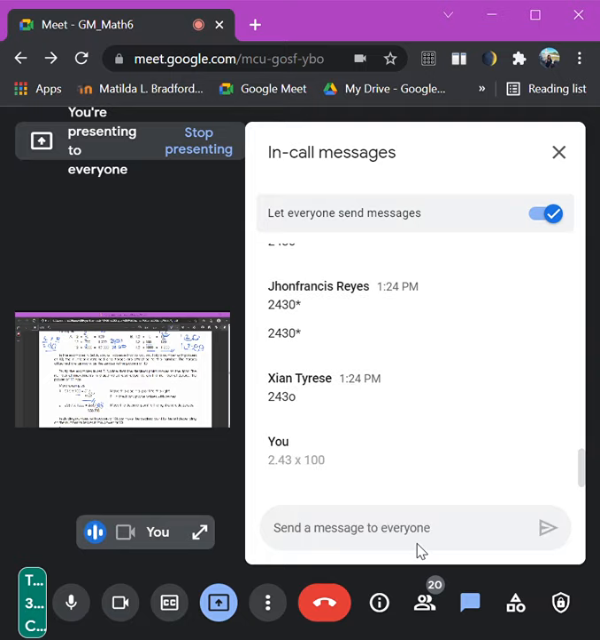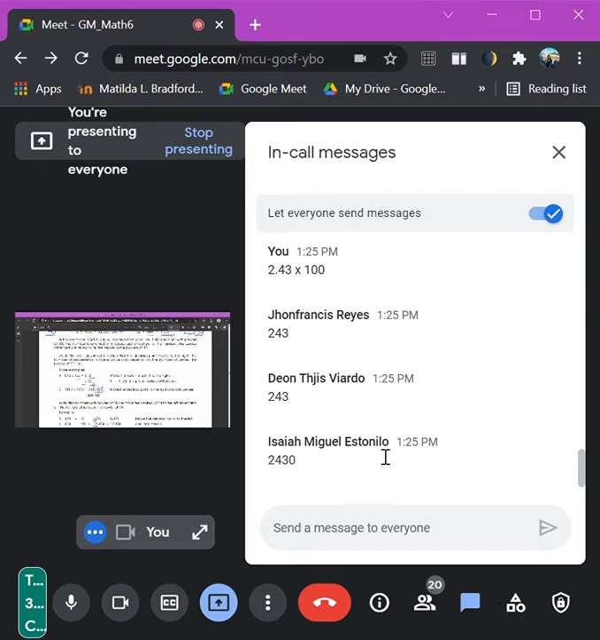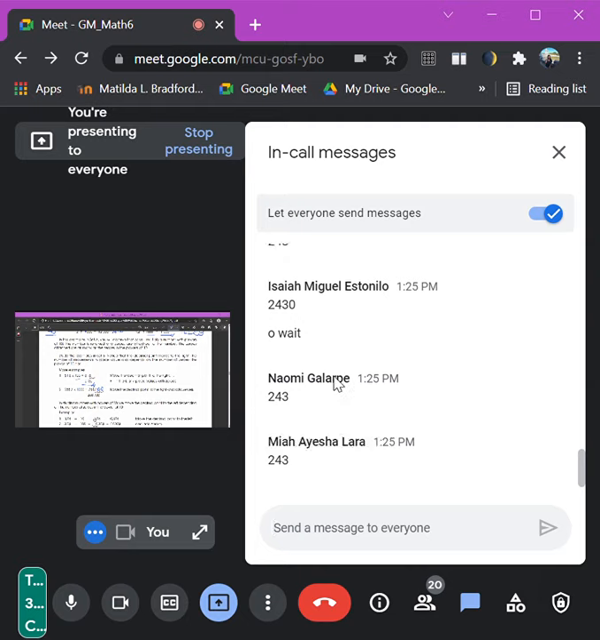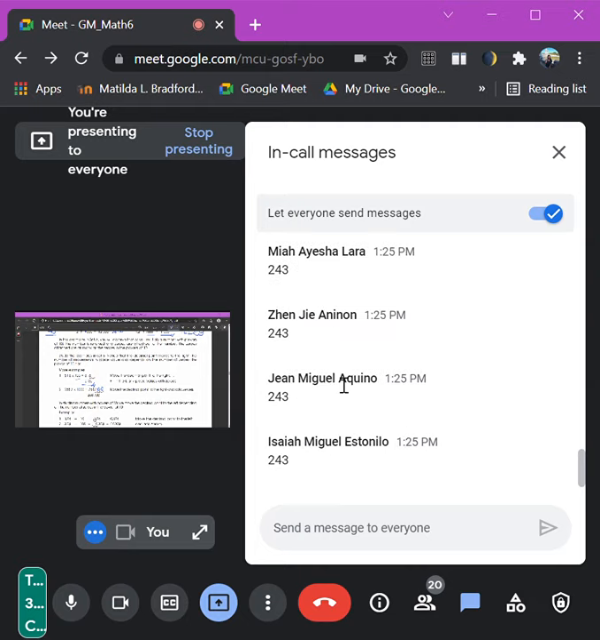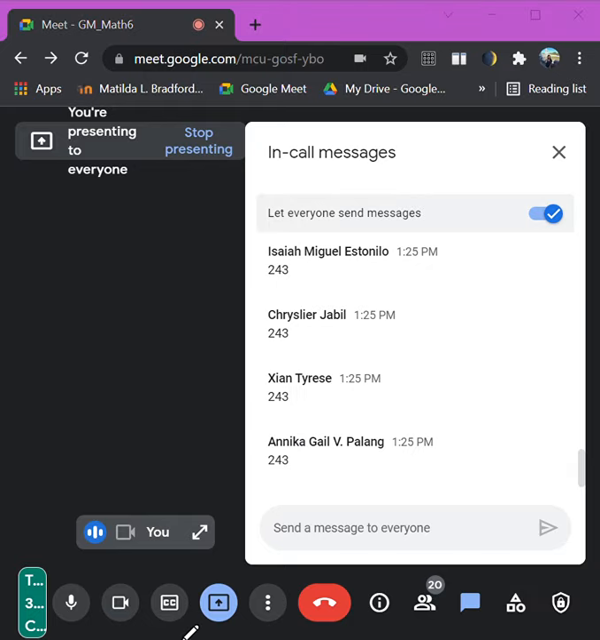Okay, how about this one, class? 2.43 times 100. Okay, very good. So everyone understood. Okay, good job. So, that is the process if we are going to multiply decimals with powers of 10.